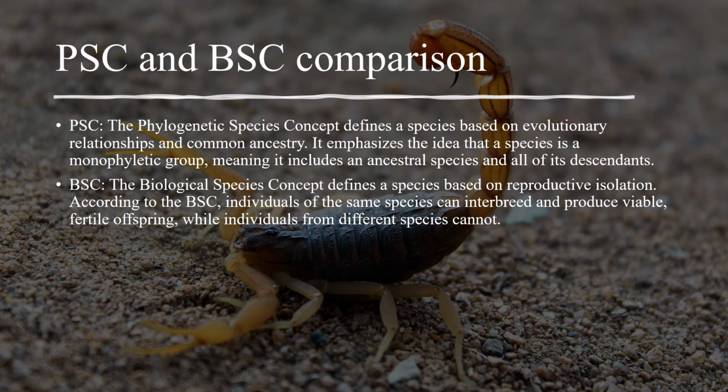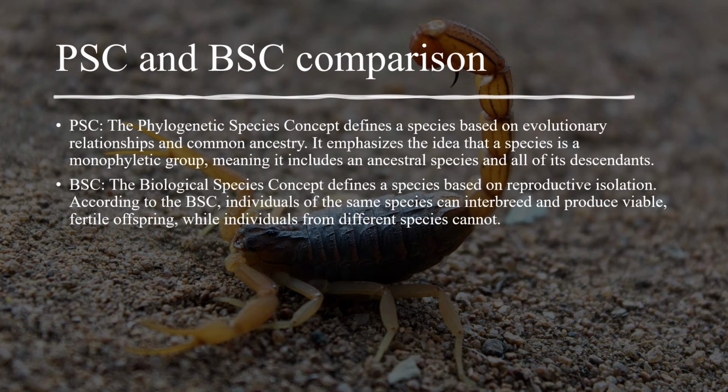Now let's go and compare, after getting the key features of the phylogenetic species concept, a comparison with the biological species concept. The phylogenetic species concept, as mentioned earlier, defines a species based on evolutionary relationships and common ancestry. It emphasizes the idea that a species is a monophyletic group, meaning it includes an ancestral species and all of its descendants. On the other hand, the biological species concept, as we discussed in the previous video, defines a species based on reproductive isolation.